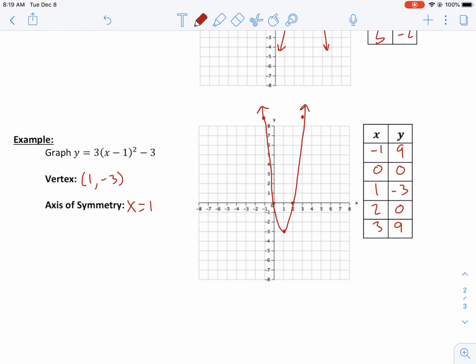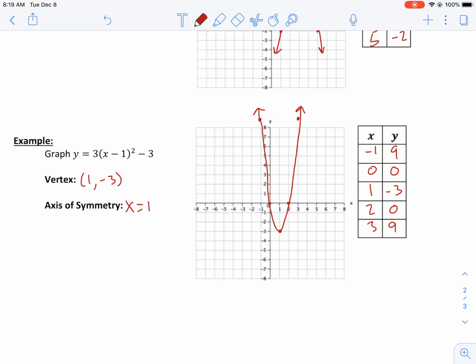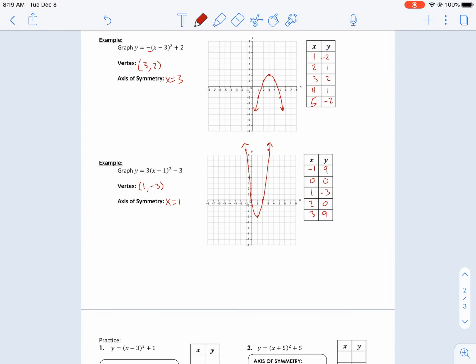So this would be one with a stretch. So all you have to do is, instead of the jumps of 1 and 4, you just multiply them by whatever your a value is. If it's a half, you go up by a half, and then you go up by 2, right? And that makes it shorter, makes it fatter, wider. So this is how you do this.